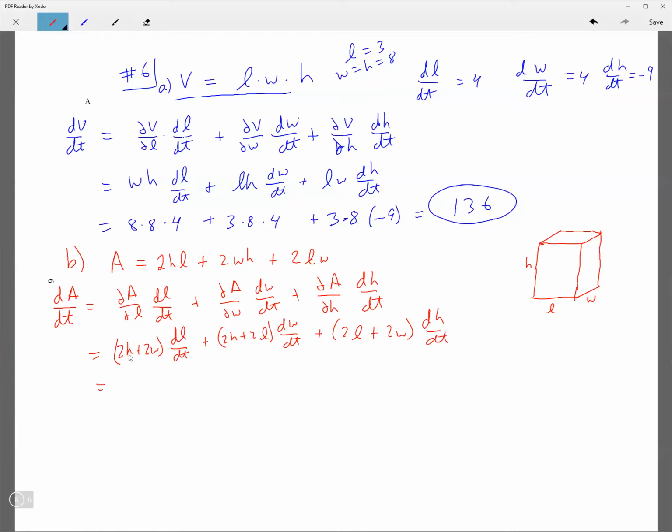Okay, so you plug everything in. So H is 8 and W is also 8. So this is going to be 16 plus 6, that's going to be 32. And then dL dt is 4. Okay, this one, 2H is 16, 2L is 6, so that's 22. dW dt is 4. And then here we have 2L, which is 6, plus 16, that's another 22. But that's multiplied by -9.